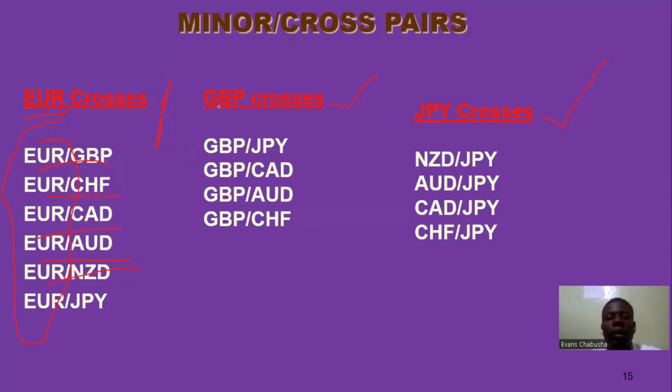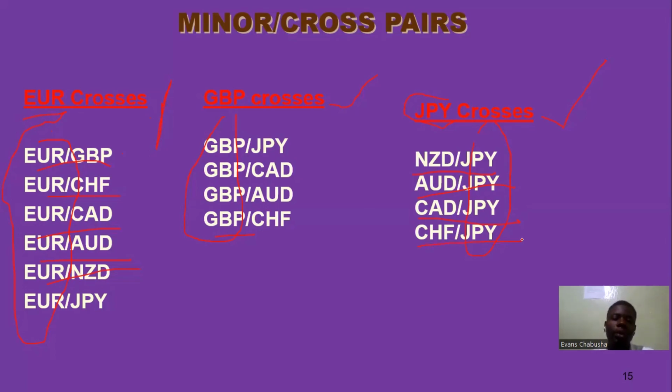Then you also have the GBP crosses. The common thing is they will contain the GBP: GBP JPY, GBP CAD, GBP AUD, GBP CHF. Again, the JPY crosses will contain the Japanese yen. So you have the New Zealand dollar crossed against the Japanese yen, the Australian dollar crossed against the Japanese yen, the Canadian dollar crossed against the Japanese yen, and the Swiss franc crossed against the Japanese yen.